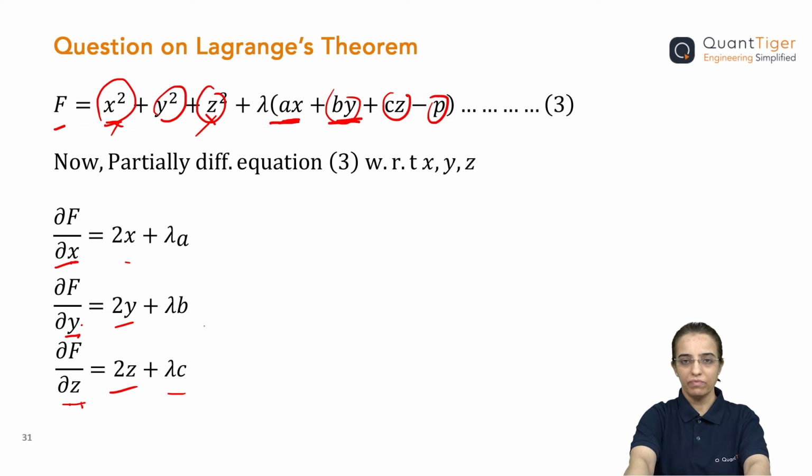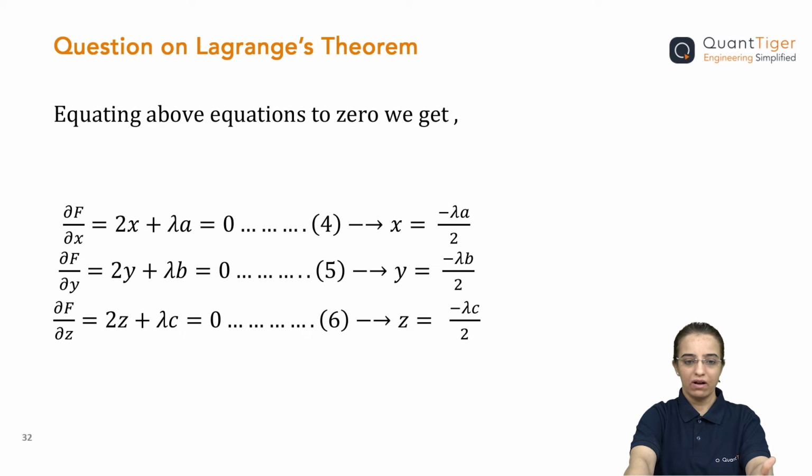So the next step will be we will be equating those equations to 0. Why? To find the stationary values. So that will be our next step. Whatever values we got in the previous slide for del F by del x, del F by del y and del F by del z, we will be equating those to 0 so that we get x, y and z values which are nothing but the coordinates of a stationary point.